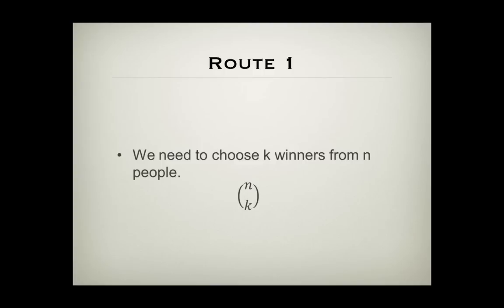The first route, or the first story that we are looking to tell in terms of a combinatorial proof, is simply choose k from n. We need to choose k winners from n people. And this is the setting that if you have a certain number of racers, a certain number of them will place, and those that you choose are the winners.